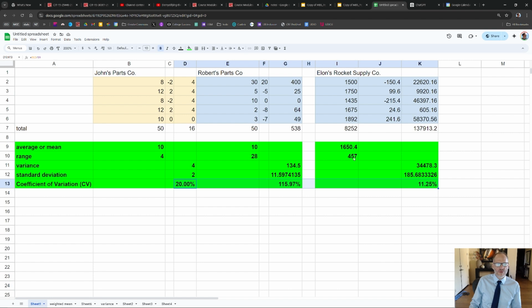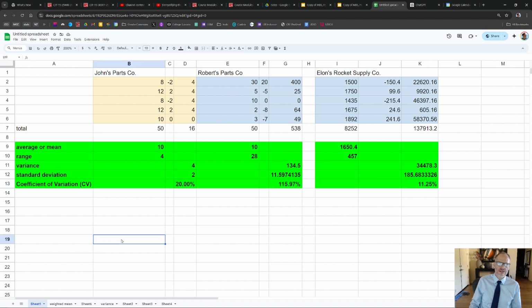The range here is 457 days, and there's 185 days of standard deviation. The standard deviation of a data point around the mean is 185 days. That might seem like, oh my gosh, that's a lot of days. But in relationship to the longer time it takes to have something supplied, it really isn't that much. It's only 11% in relationship to the mean. The coefficient of variation tells us that's actually pretty acceptable in terms of dispersion or variability, considering how long it takes to build a rocket.